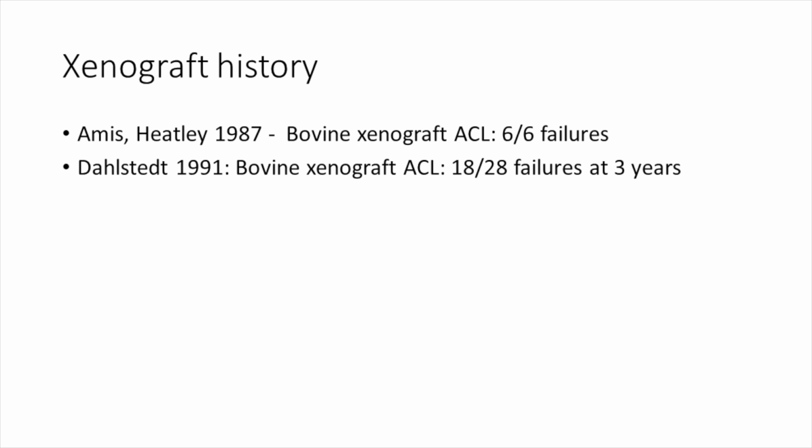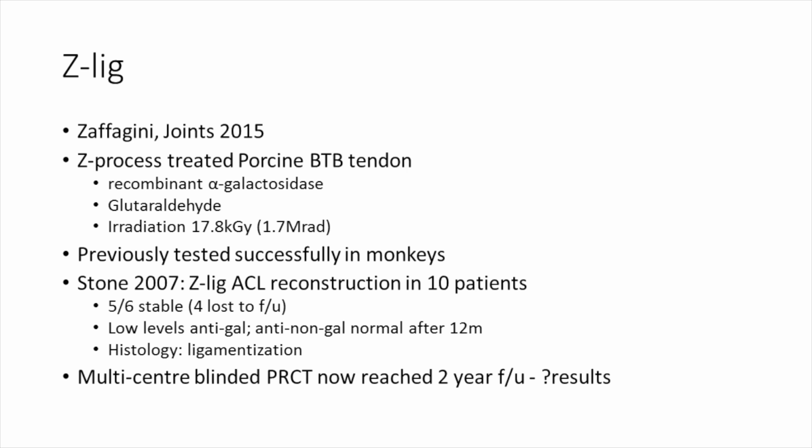Compared to synthetic grafts, xenograft history is even worse. Prof. Amis and Prof. Heatley in 1987 and Dalsted in 91 tried cow xenograft with very high failure rates. But the future may come in the form of something called ZLIG, which was reported this year by Zaffagnini from Bologna in Italy. This is a commercially available xenograft, which is subjected to a commercially patented process for degrading the amount of alpha-gal on the surface of those cells.